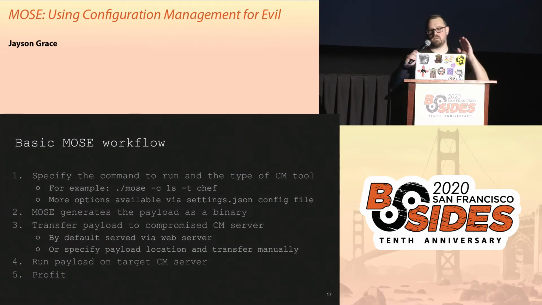So essentially, once you specify this command, you would run it. And what will happen is it'll generate a payload for you. It'll generate a binary. And by default, it will stand up a web server that you can use to transfer that binary to your target. Alternatively, you can just say that you want to spit it out to the file system, and you can transfer it however you choose, SCP, whatever.